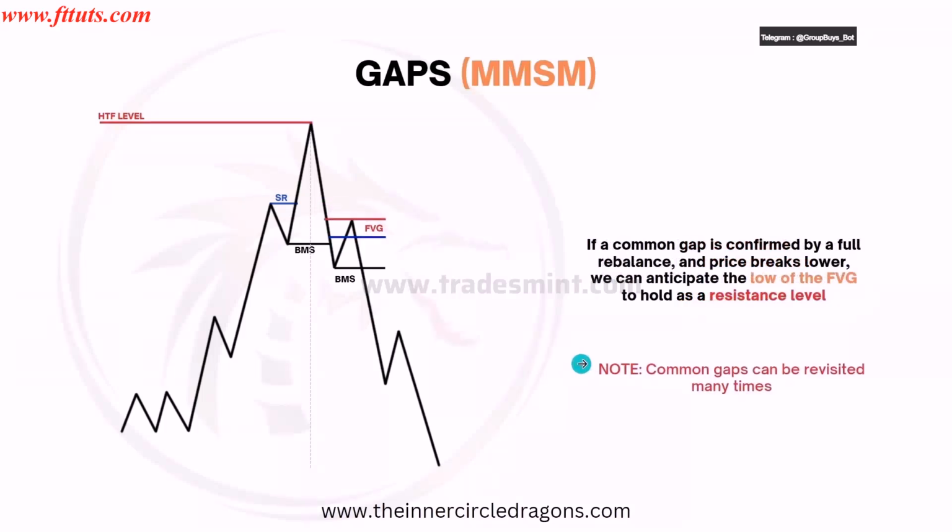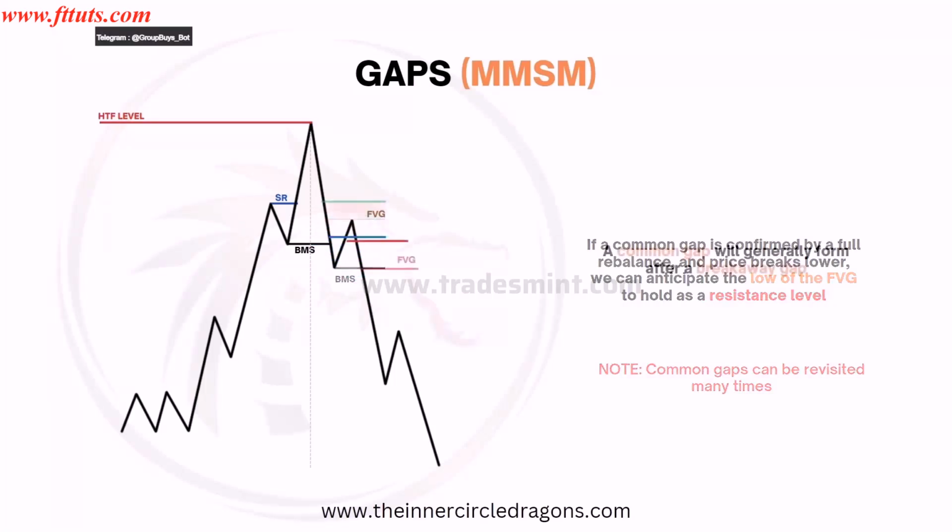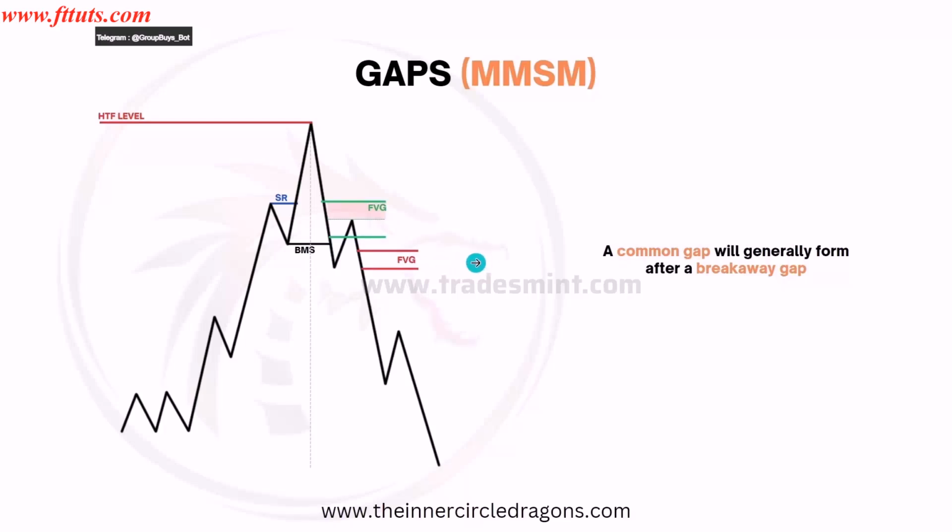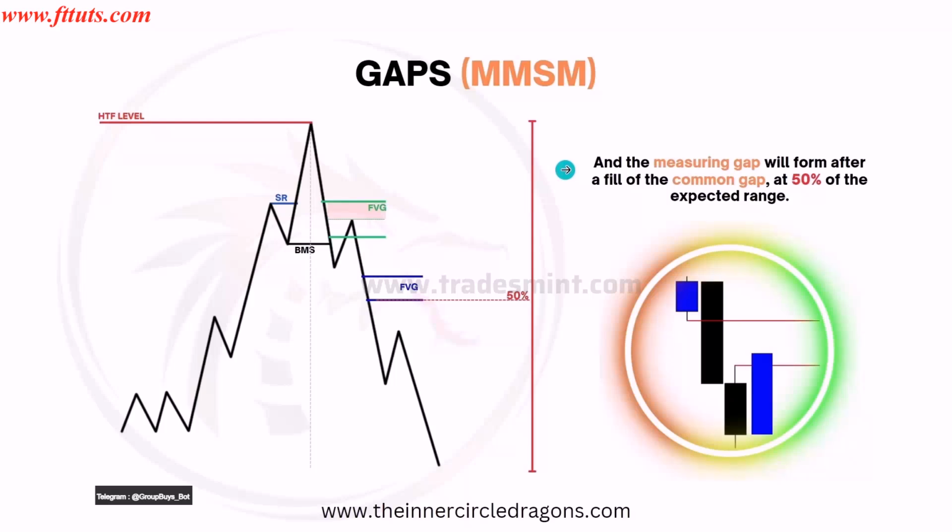Again, as mentioned before, common gaps can be revisited many times. If a common gap is in fact confirmed with a full rebalance, when price finds resistance on its premium high and moves away from this level, we can expect the discount end of the fair value gap to hold as resistance if price should revisit this area. Another common gap will generally form after the breakaway gap, and the measuring gap will generally form after the fill of a common gap at 50% of the expected range.